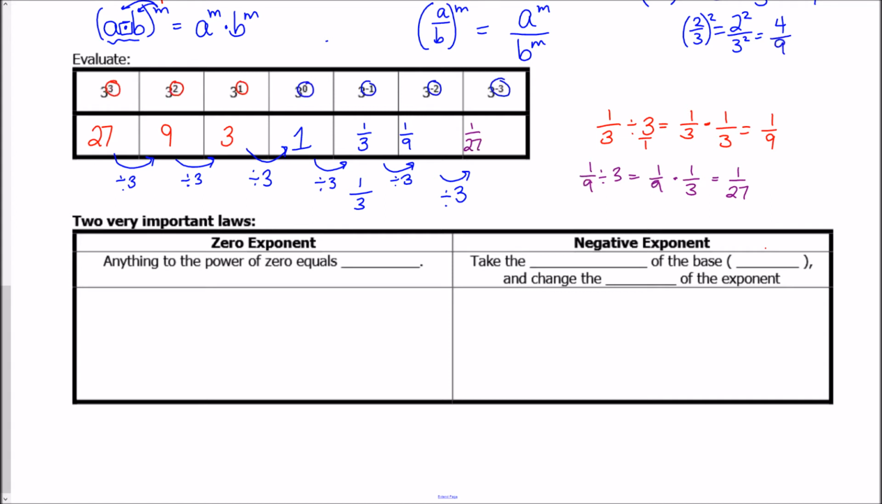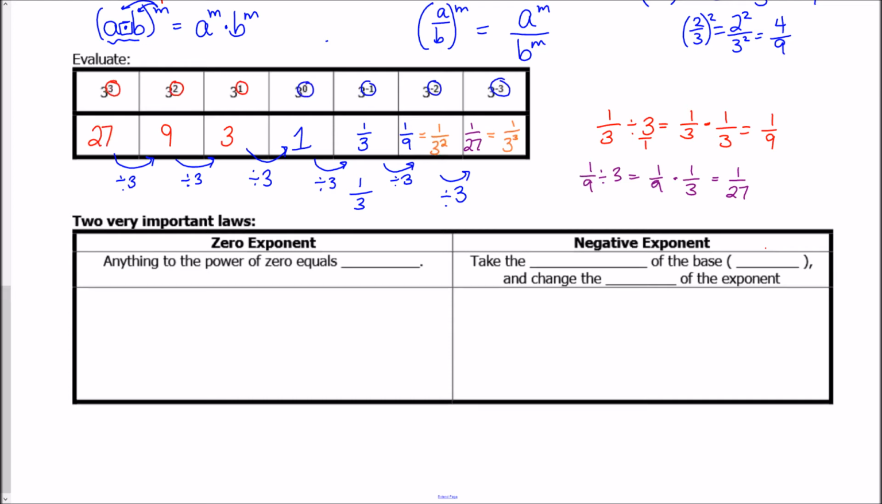Now, one thing I want you to notice is that right here, when we have 3 to the power of 2, we got 9. When we had 3 to the power of negative 2, we got 1/9. So that means that this is essentially 1 over 3 to the power of 2. Okay? And then when we had 3 to the power of negative 3, we had 1 over 27. When we had 3 to the power of 3, we just had 27. So this essentially is just 1 over 3 to the power of 3. So what does this all mean?